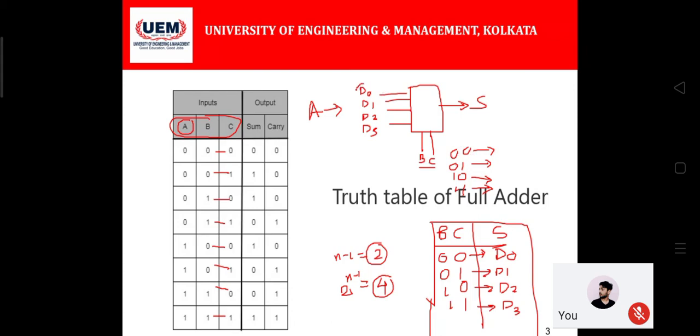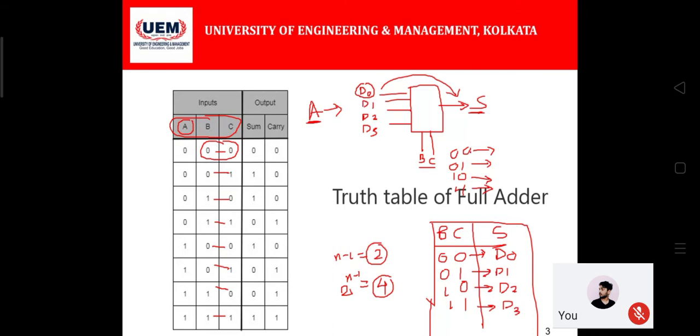So this D0 will be coming at the output, right? What you find out is when B and C is 0, 0, we try to find out the relation between the values of A with the values of S. In that case, finding out the relation, we'll be able to place the value in place of the D0 itself. Let's try to find out.